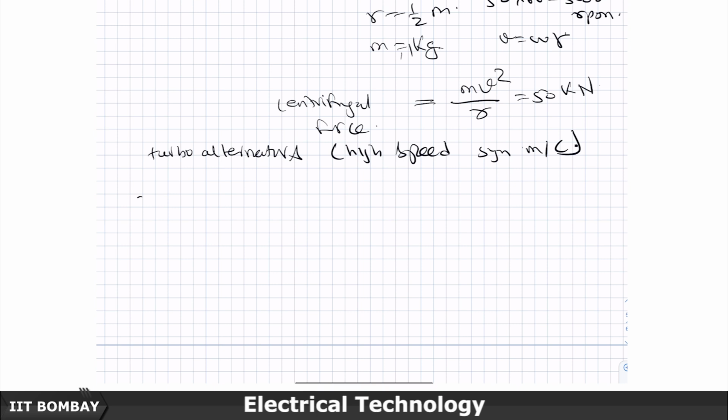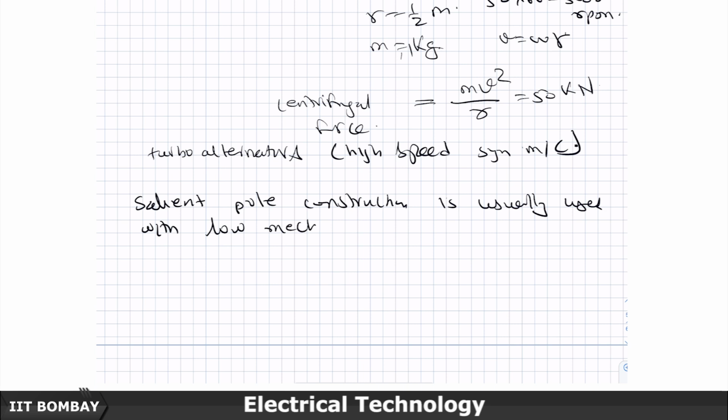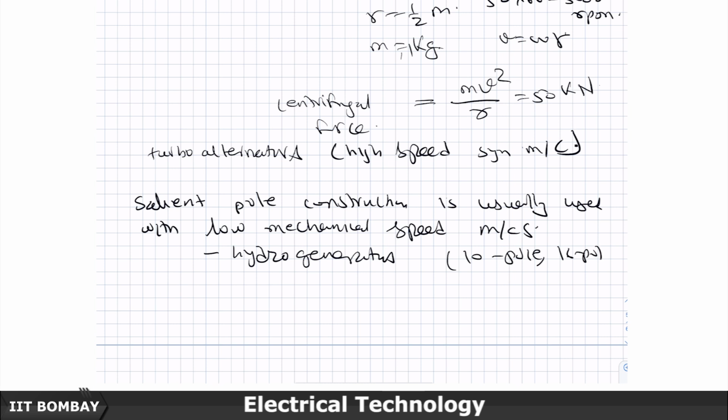Salient pole construction is usually used with low mechanical speed machines. For example, hydro generators or alternators. So, they would be like 10 pole, 16 pole, or oil fired small machines, small oil fired machines.